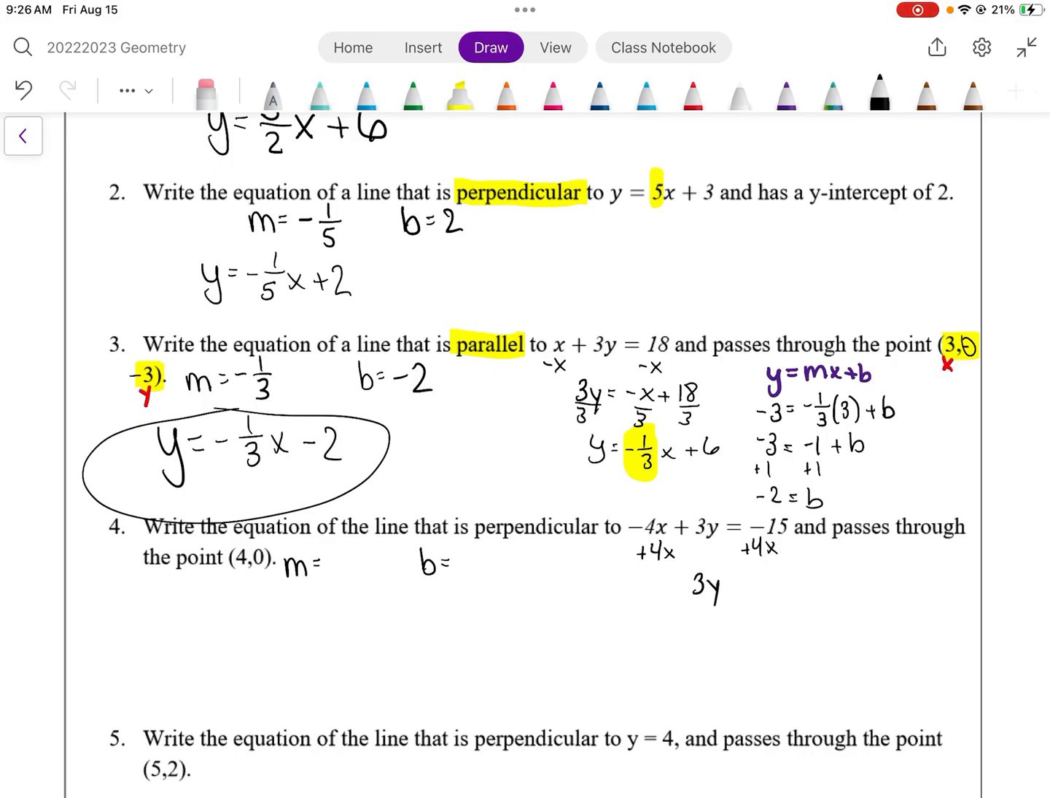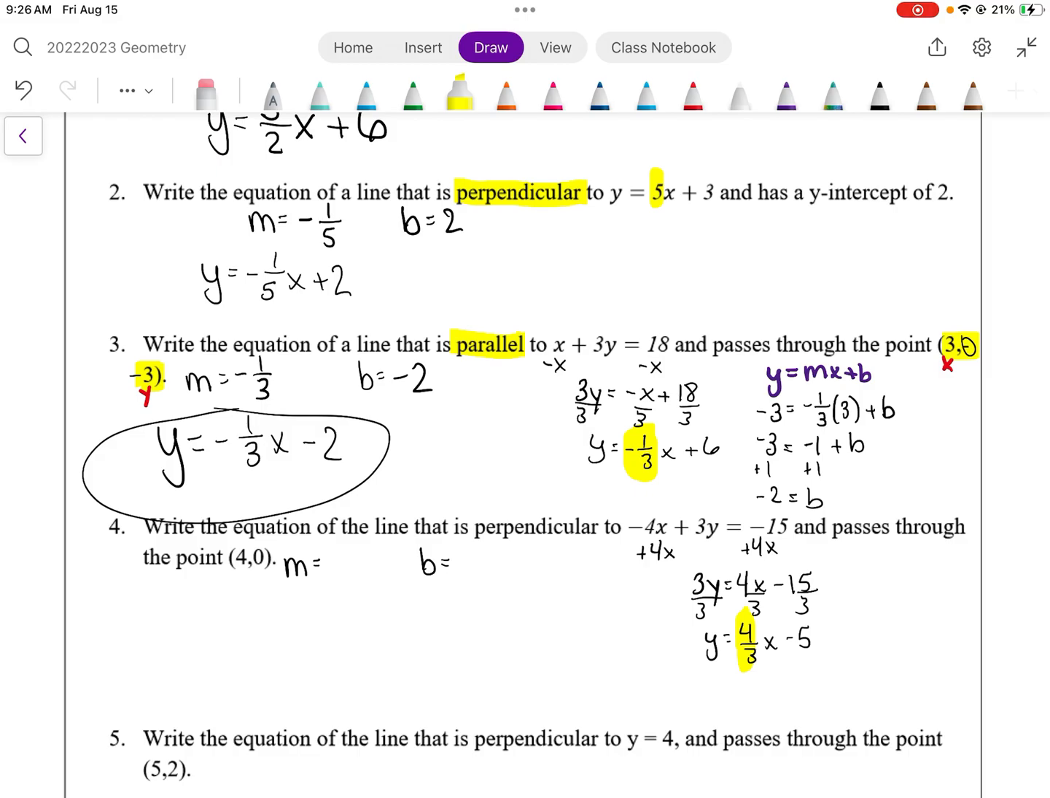So let's figure out what the slope of this line is. Get y by itself first. So I moved my 4x over. I'm going to divide everything by 3 to get y by itself. So y equals 4/3 x minus 5. Okay, so the slope of this line is 4/3.